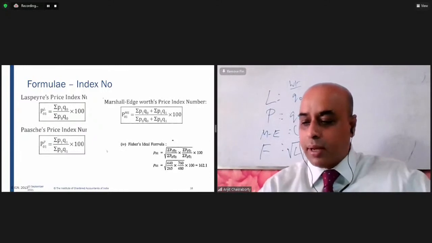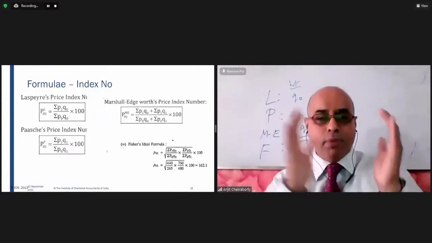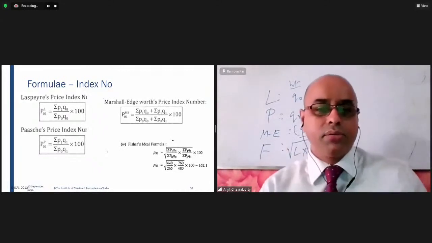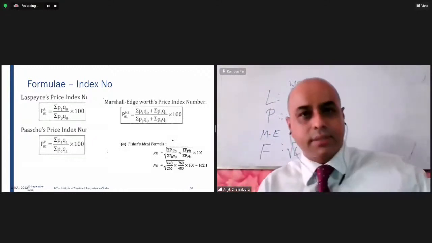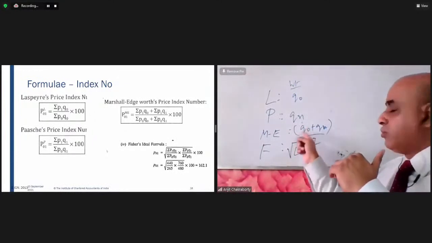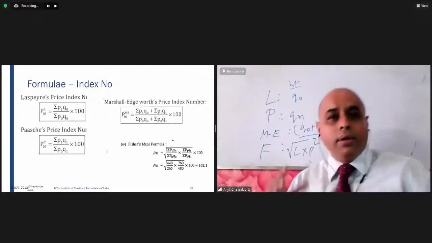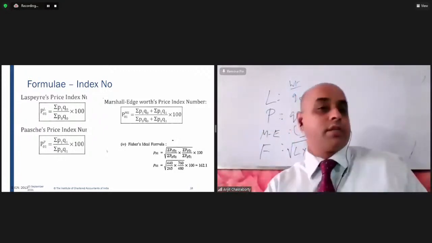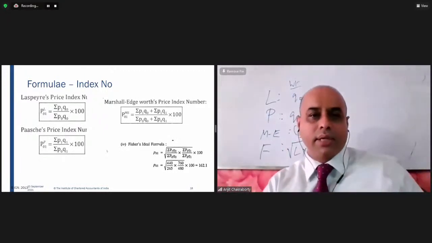And we can also see in parallel the Marshall-Edgeworth price index number, that is sigma P1 Q0 plus P1 Q1 divided by sigma P0 Q0 plus P0 Q1, because in the case of Marshall-Edgeworth's index number, the weight is the average. We are taking the average of both the past year's price index and the last period's price index. So it's an average, a simple average, the arithmetic mean.